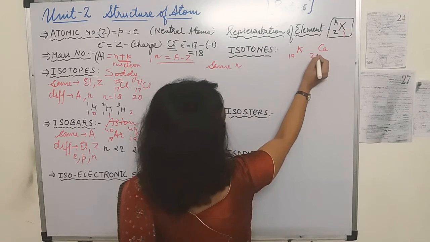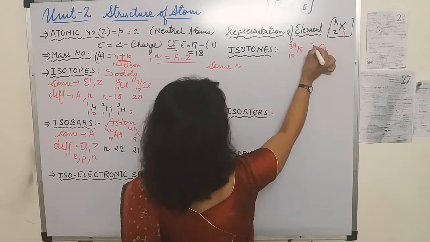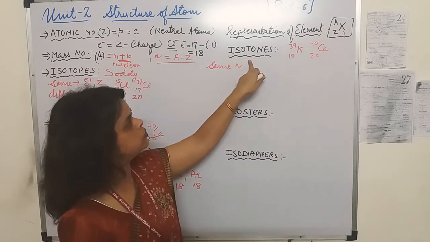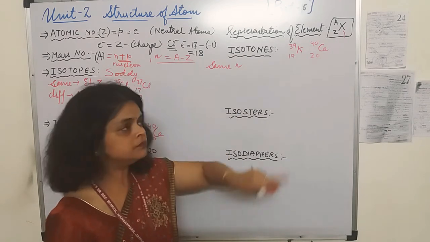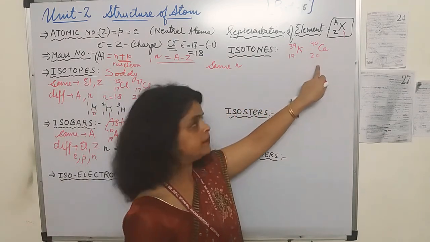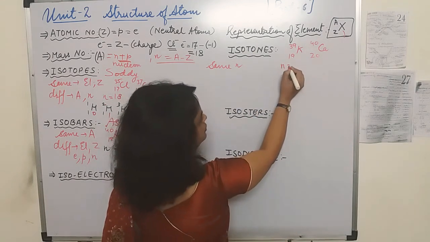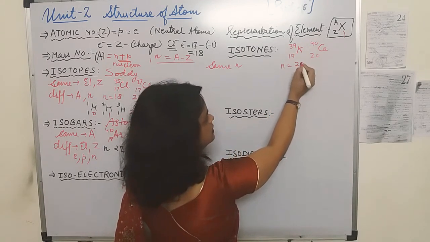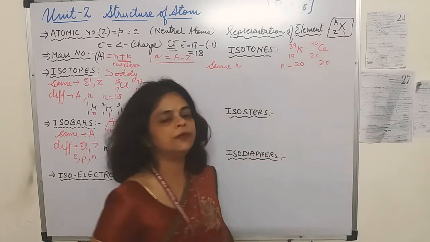19, 20, they are atomic numbers. Here it is 39 and here it is 40. Okay? We are saying that isotones are having the same number of neutrons. Let's check. Atomic number is different, mass number is different. Let's calculate their number of neutrons. It is 39 minus 19, 20. 40 minus 20, 20. So it is coming out to be the same.